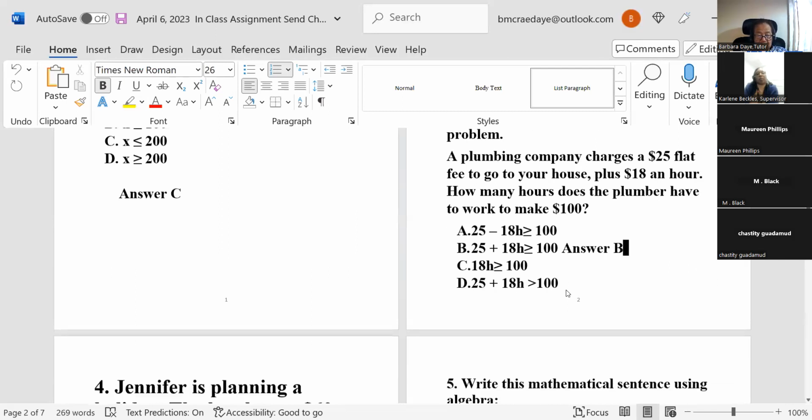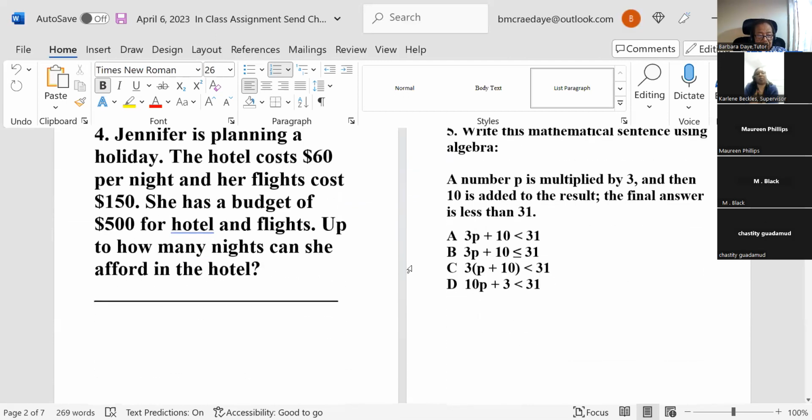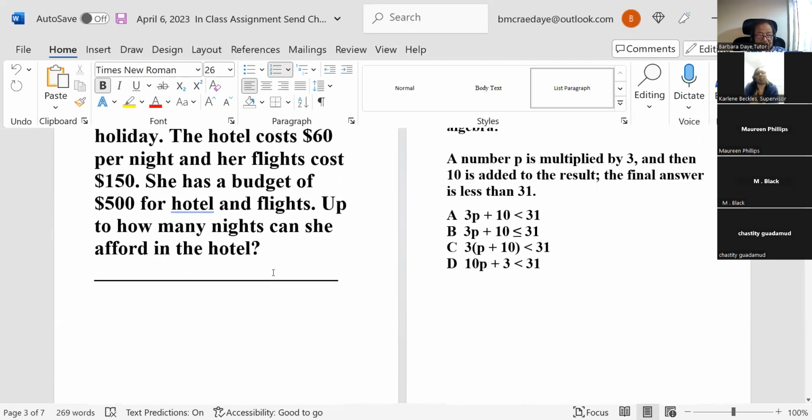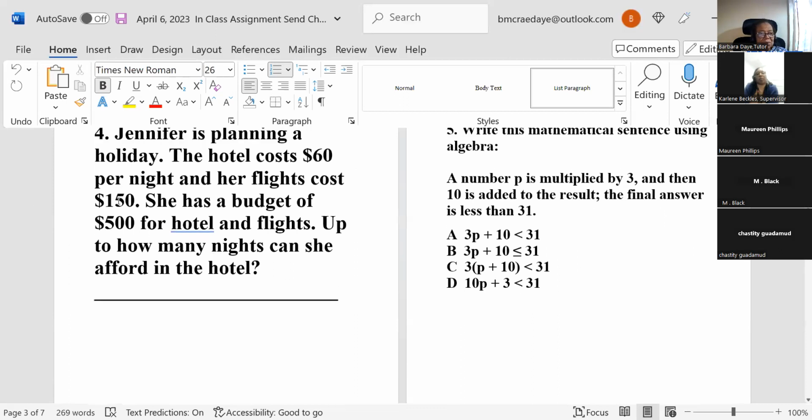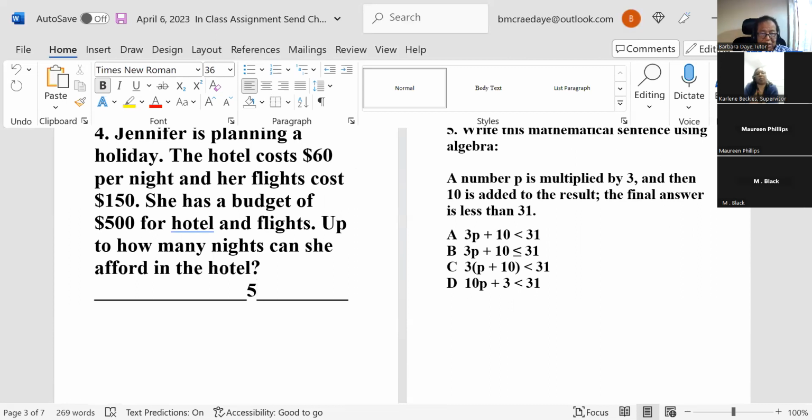Okay, and number four, you both had those correct. That's 5 nights, because you subtract the 150 from the 500, you get 350, and 5 nights is 300. 6 nights is too many. So you had that one right, 5. Both of you have that one correct.